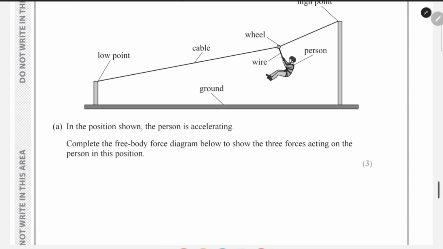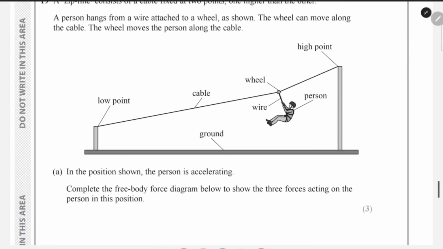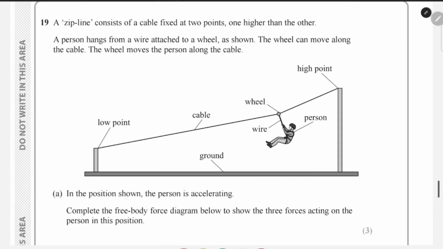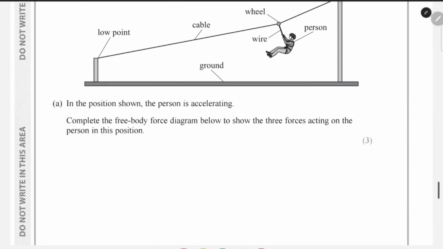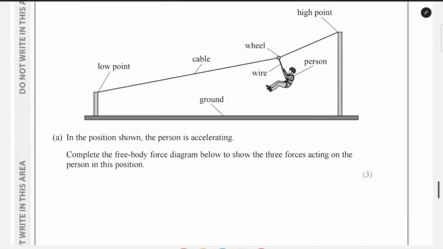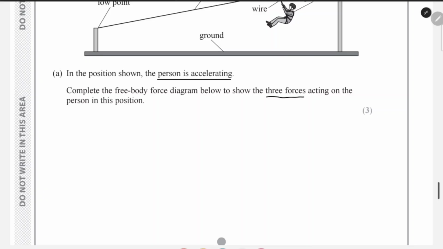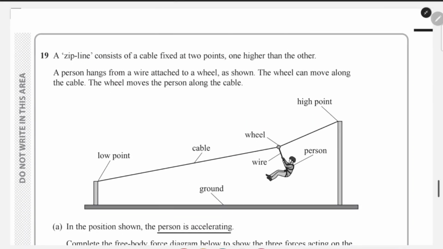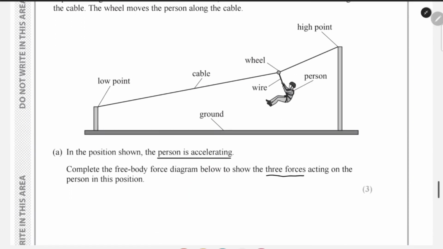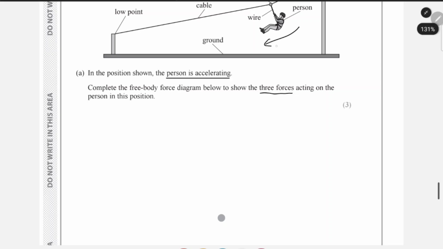Now moving to question 19. We are given a person and he's going on a zip line. We have to draw the free body force diagram over here. We talk about how the person is accelerating and there are 3 forces acting on him. We are not told that air resistance is negligible, and since this person is moving, we have to think about air resistance. He is moving in this direction, so the air resistance will be in the opposite direction.